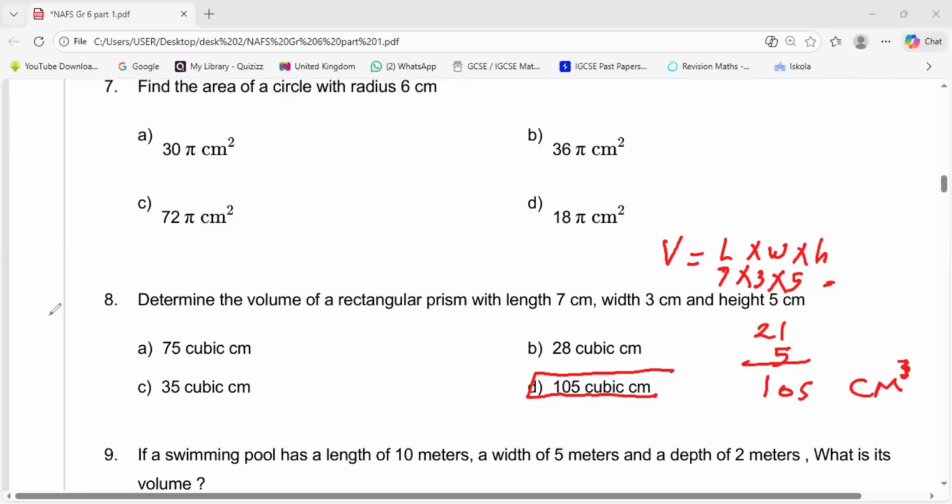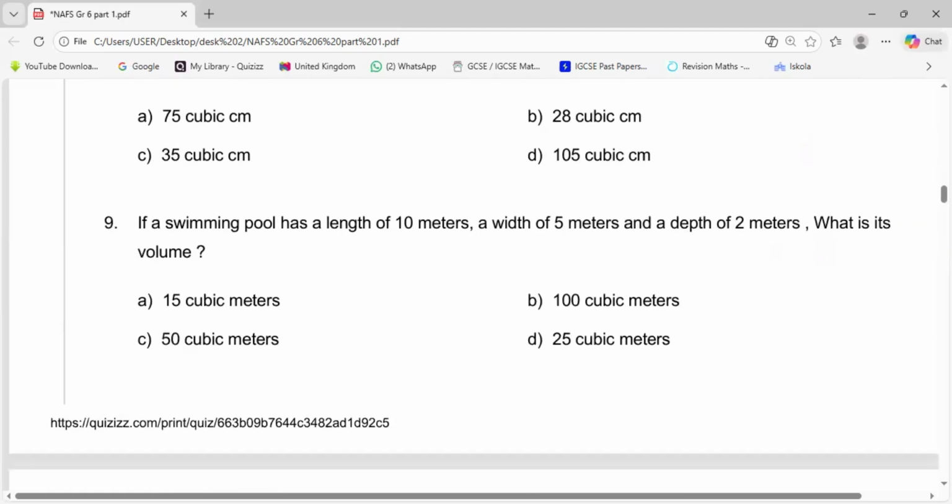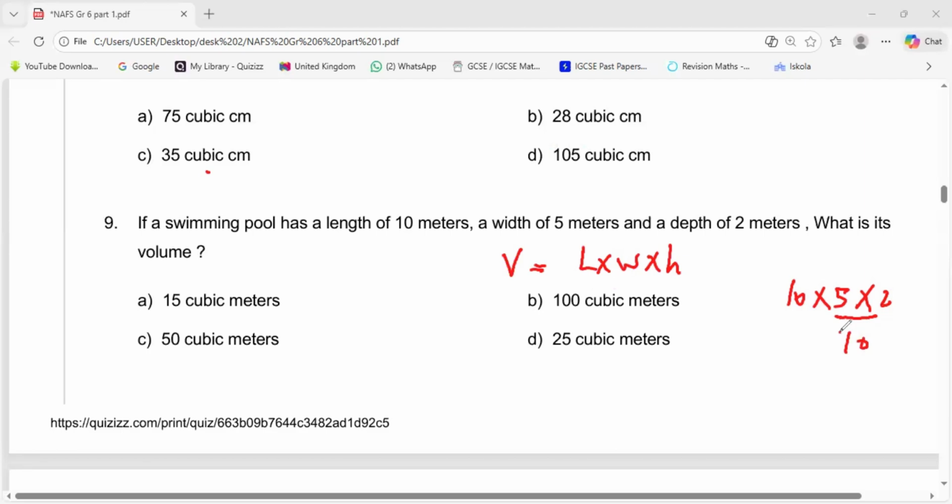And so on. The next one. Assuming the pool had a length of 10, width of 5, and depth of 2, you need the volume. Just multiply length by width by height. 10 multiplied by 5 multiplied by 2. 5 multiplied by 2 is 10, 10 multiplied by 10, we get 100, and so on.